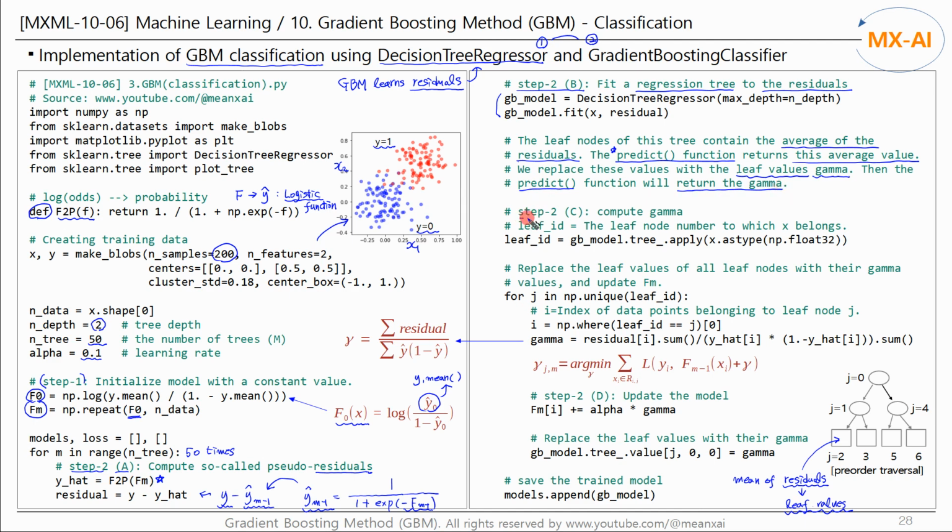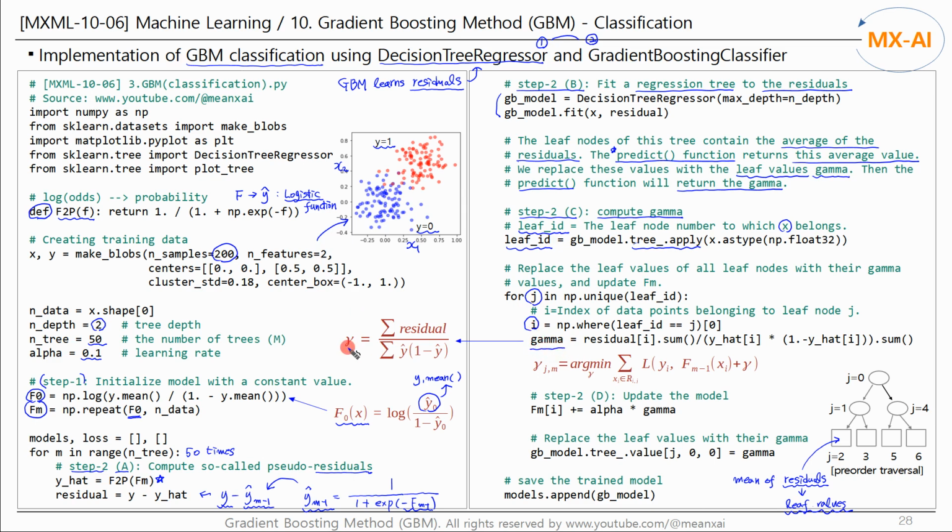Step C of step 2 calculates the leaf value, gamma. First, find the leaf node ID to which the data X belongs. You can use the tree_apply function in this model to find the leaf node ID. Next, we read the leaf node ID one by one, and replace the value of this leaf node with the leaf value, gamma.